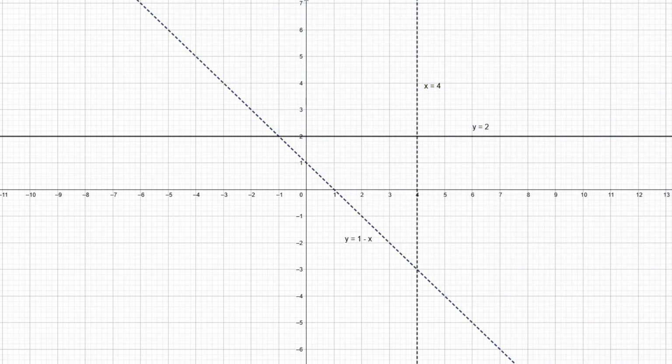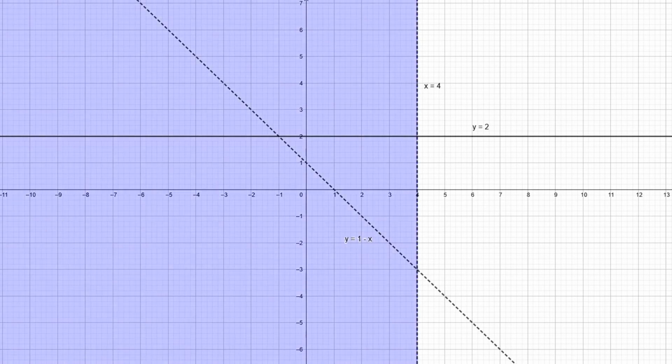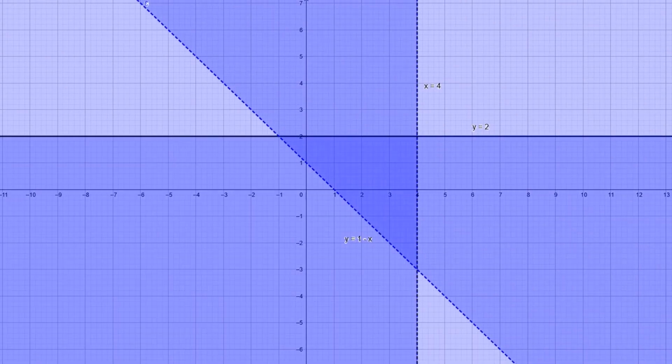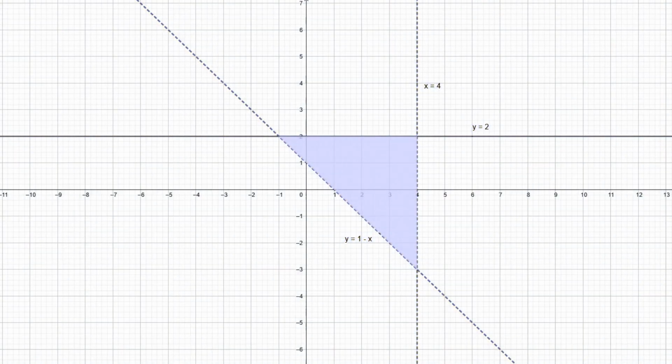If we now show all three regions, we can see the region where all three intersect. And for clarity, let's remove everything apart from that overlap. So the shaded region is the one that we were asked to draw, and it is very important to draw solid lines when they are included in the region and dotted lines when they are not.